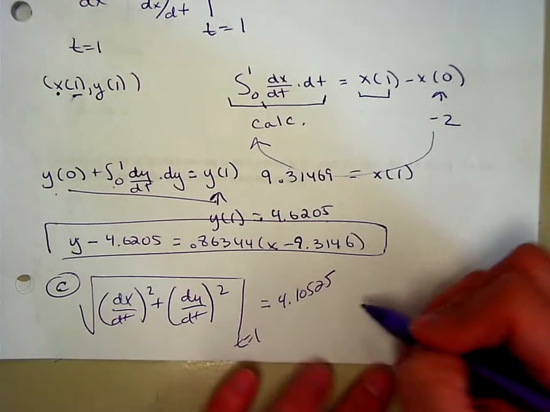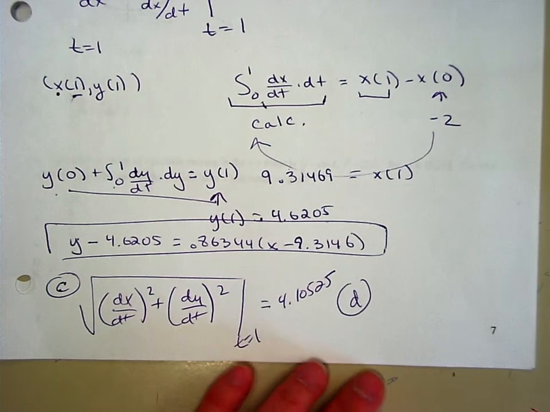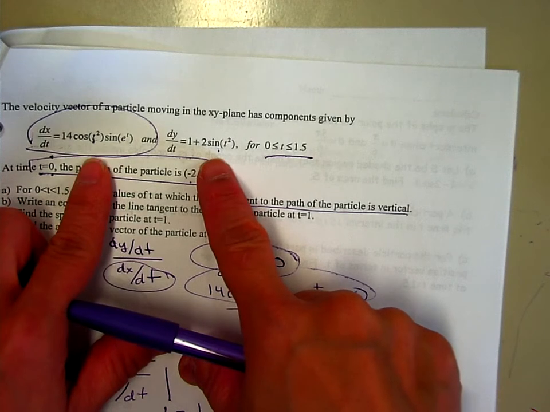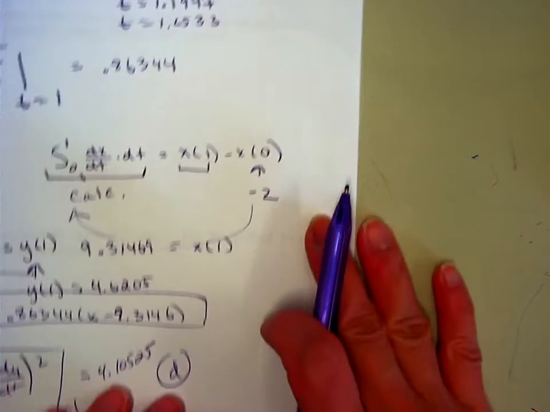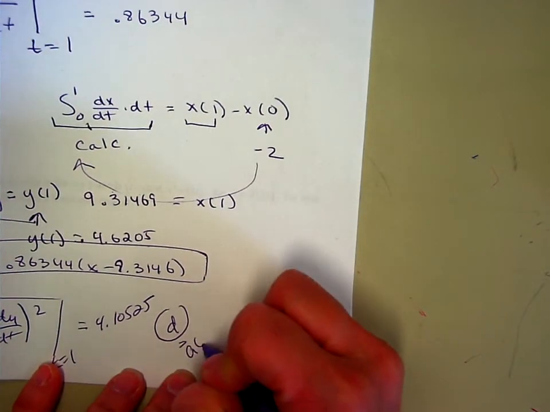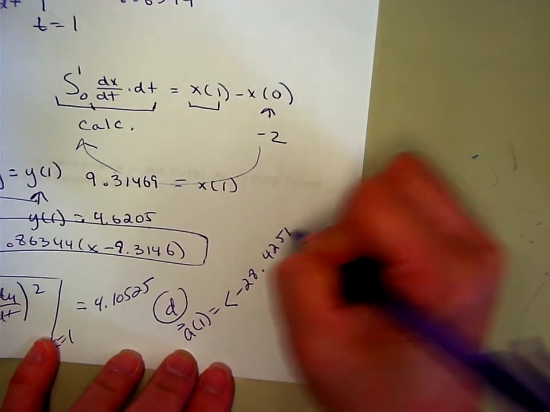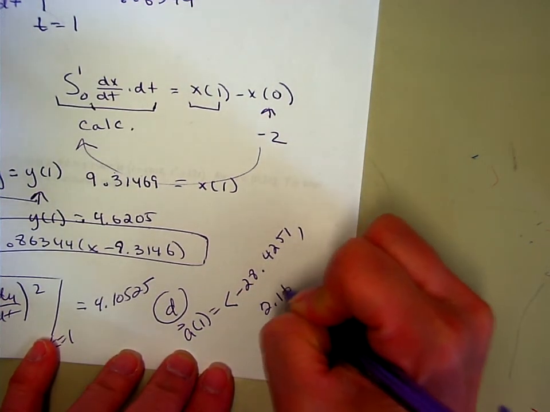And part D, find the acceleration vector. Acceleration is just the derivative of these. Type these into your calculator. Have the calculator calculate the derivative, so you don't need to necessarily show them any work. So you should have the x component of the acceleration and the y component, all with the calculator.